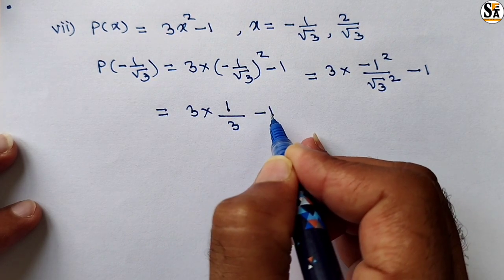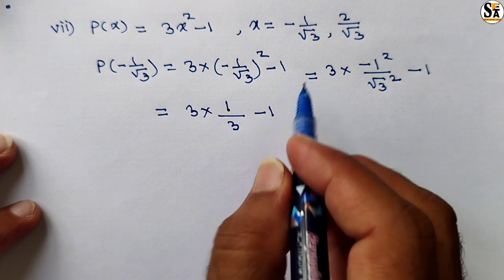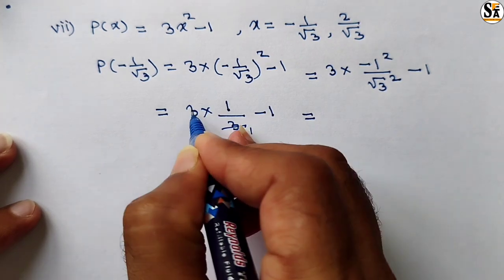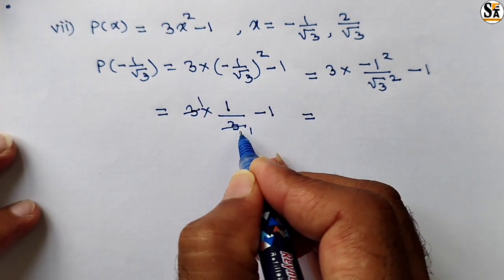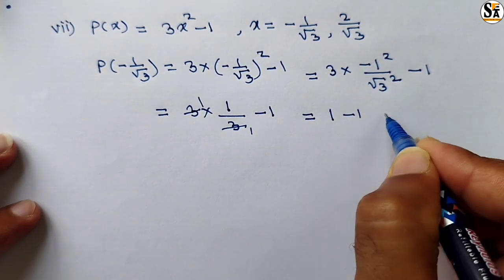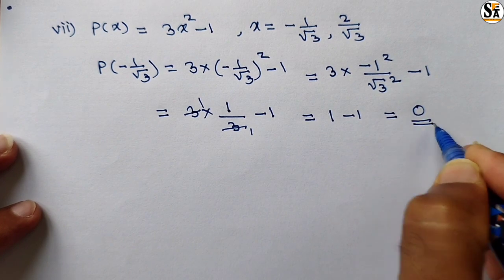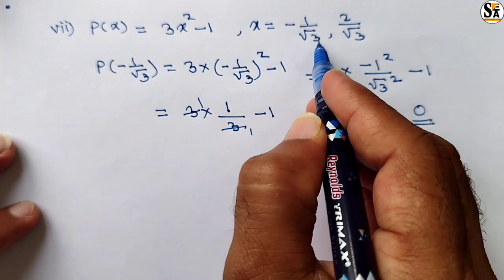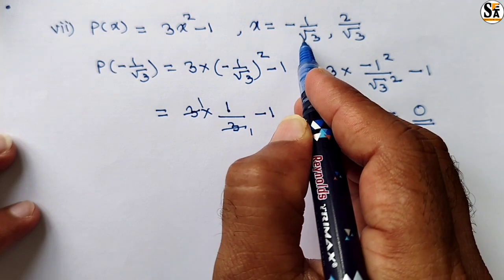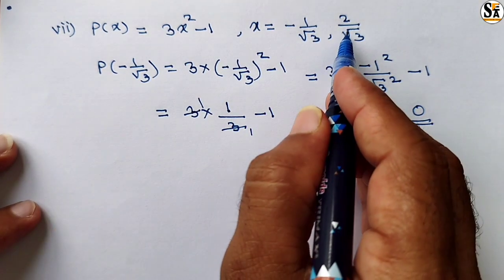Just see the mathematical calculations. Just follow the rules of mathematics for multiplication and division. In the next step, 3 and 3 will get cancelled, as 1 is in numerator, 1 is in denominator. So remaining will be 1, and here minus 1. So we are getting value of polynomial is equal to 0 when we put x equal to minus 1 upon root 3. So for this value it is a 0. It is 0 for this polynomial. And put the second value of x.